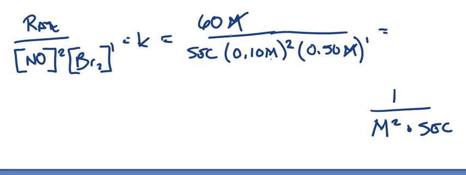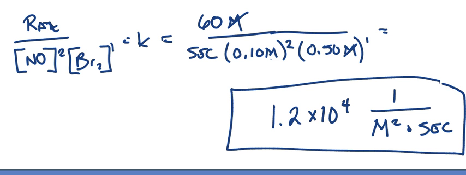And then let's type this in on our calculator. So 60 divided by that, I think that's 12,000. So 1.2 times 10 to the 4. And there's our value for K.